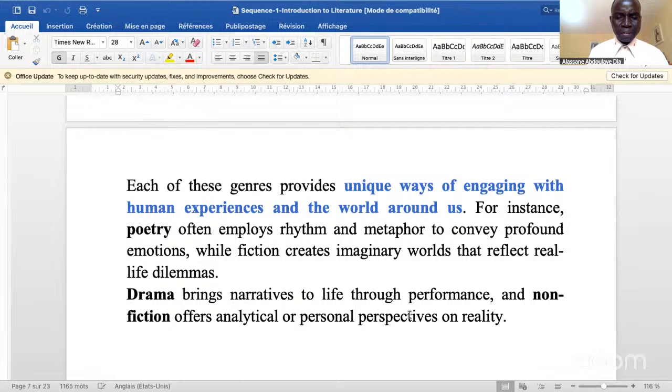Avec le théâtre, la différence, c'est que vous avez la mise en scène. You can see À l'appel des arènes, Aminata Sow Fall. Ou bien Le Revenant d'Aminata Sow Fall. Now it is applied. This is a novel.